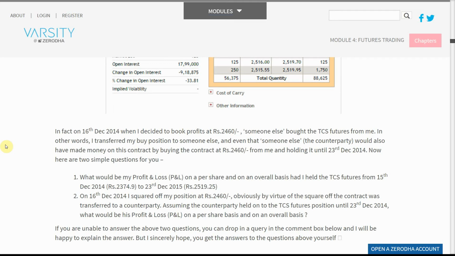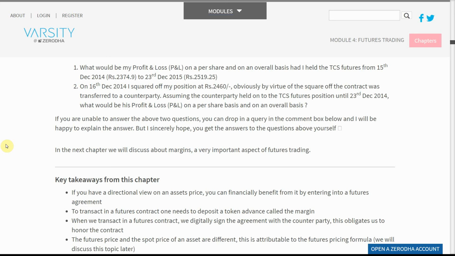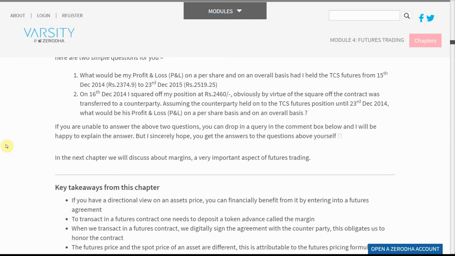Now here are two simple questions for you. What would be my profit and loss, P&L, on a per share and on an overall basis had I held the TCS futures from the 15th of December 2014, 2,374 rupees and 90 paise, to the 23rd of December 2014, 2,519 rupees and 25 paise?